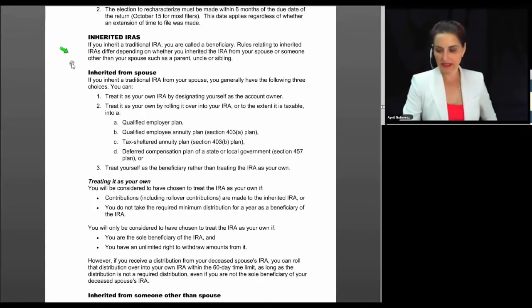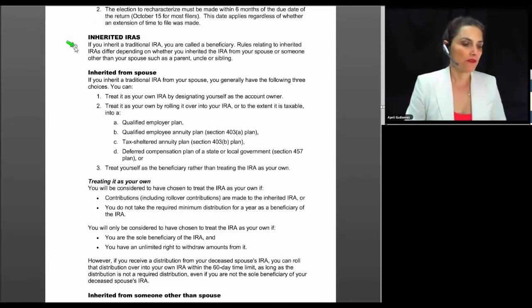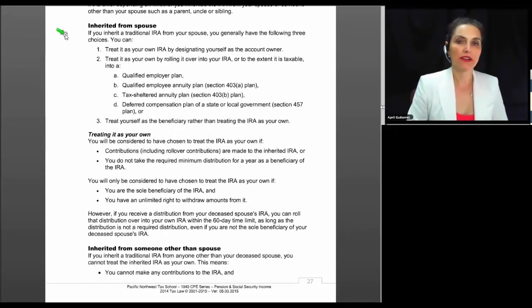Inherited IRAs, that's the next topic that we're going to be looking at. If you inherit a traditional IRA, you are called a beneficiary. Rules relating to inherited IRAs differ depending on whether you inherited the IRA from your spouse or someone other than your spouse, such as a parent, uncle, or sibling. So let's talk about what happens when you inherit an IRA from your spouse, because these rules are important and they can get a little bit confusing, and I've actually had direct experience with some clients not knowing how to handle their IRAs just in the last few tax seasons.